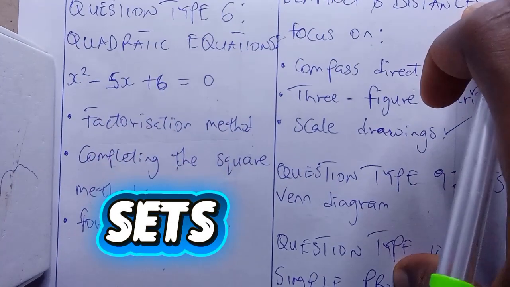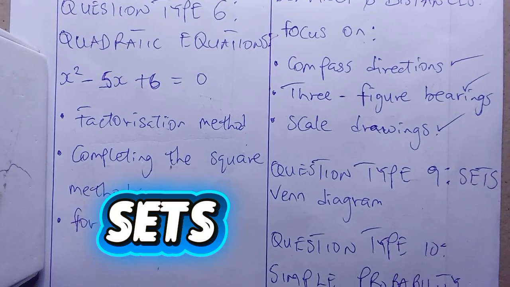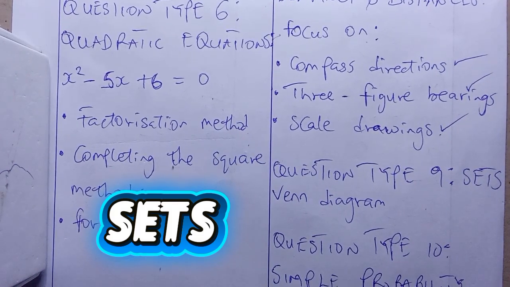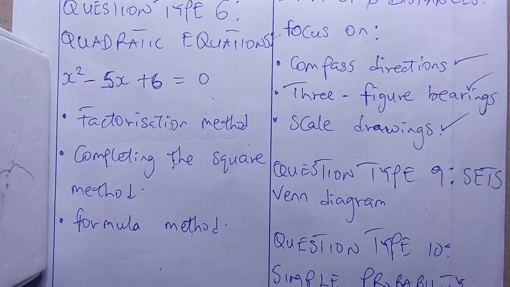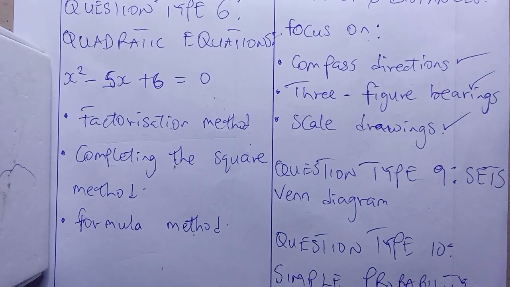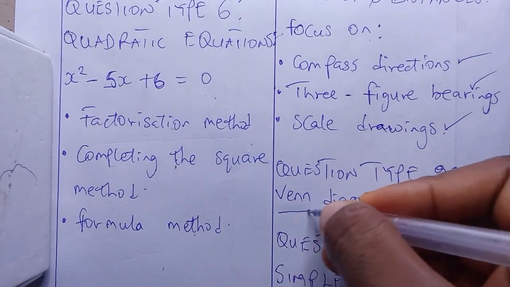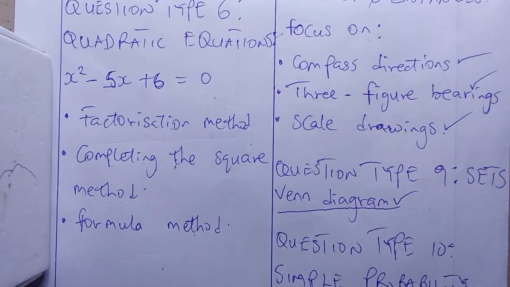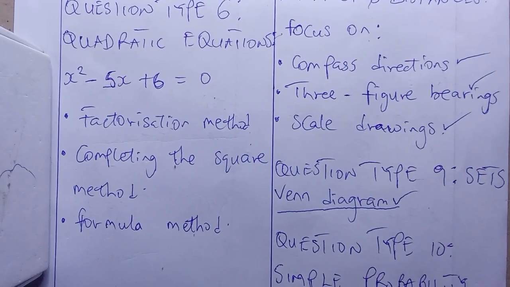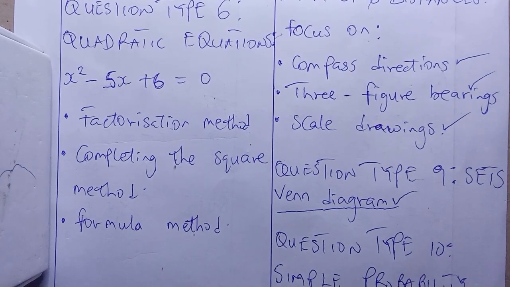Question type 9, sets. WAEC loves asking questions under sets involving your union, intersection, and your complement. But before you solve any question on sets, ensure you draw your Venn diagram. Venn diagram is very, very important for your sets. Before you solve any set question, ensure you draw your Venn diagram to give you more marks and make your work neat.